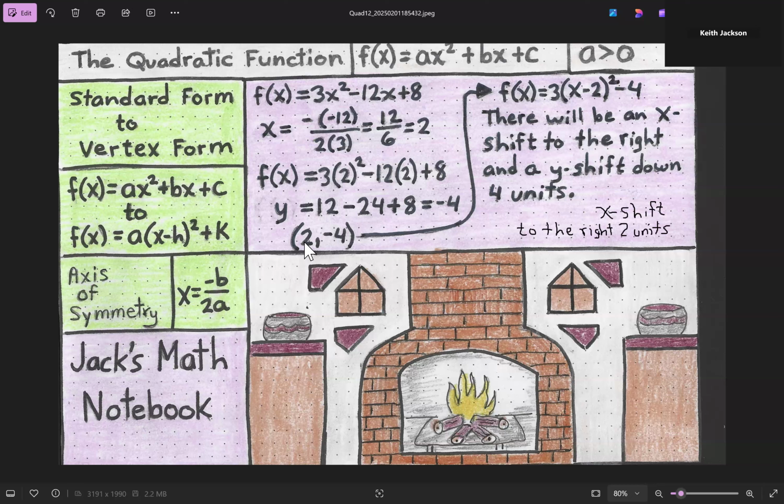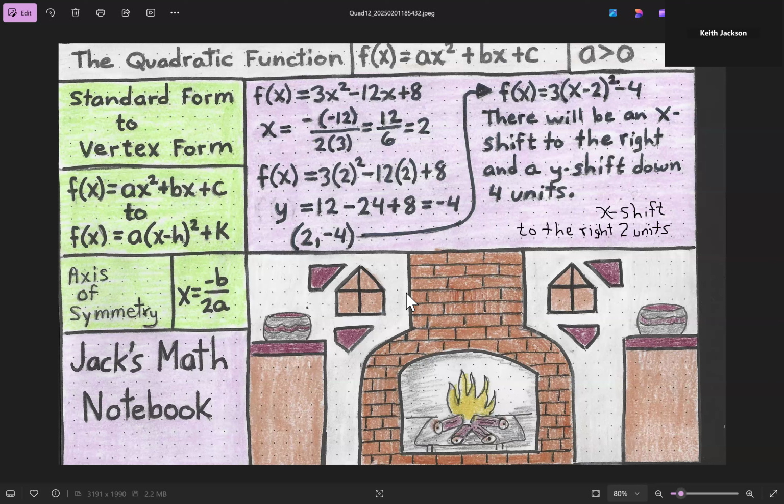And so we do that. Now we're going to put 2 right here, which is really h because it's going to be x minus h. And in this case, 2, which is x, and it's also h, will serve as our h right here. And so then our −4 will be our k value, and we're going to put our −4 right here. And so now the vertex form of this function is f(x) = 3(x − 2)² − 4. And with that in mind, there will be an x shift to the right 2 units, and there will be a y shift downward 4 units.